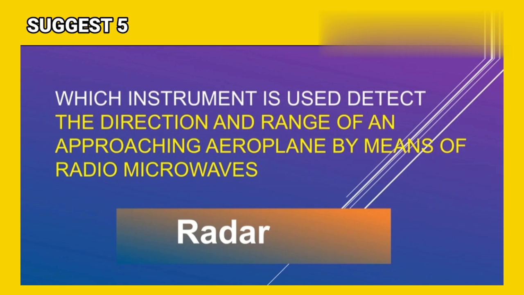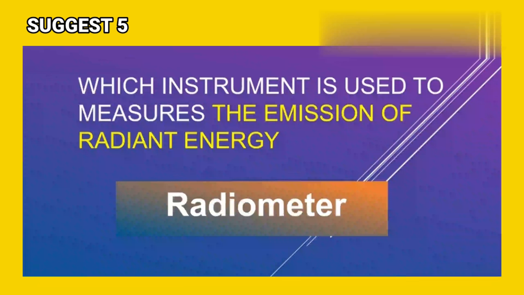Which instrument is used to detect the direction and range of an approaching aeroplane by means of radio microwaves? Answer, radar. I repeat, which instrument is used to detect the direction and range of an approaching aeroplane by means of radio microwaves? Answer, radar.